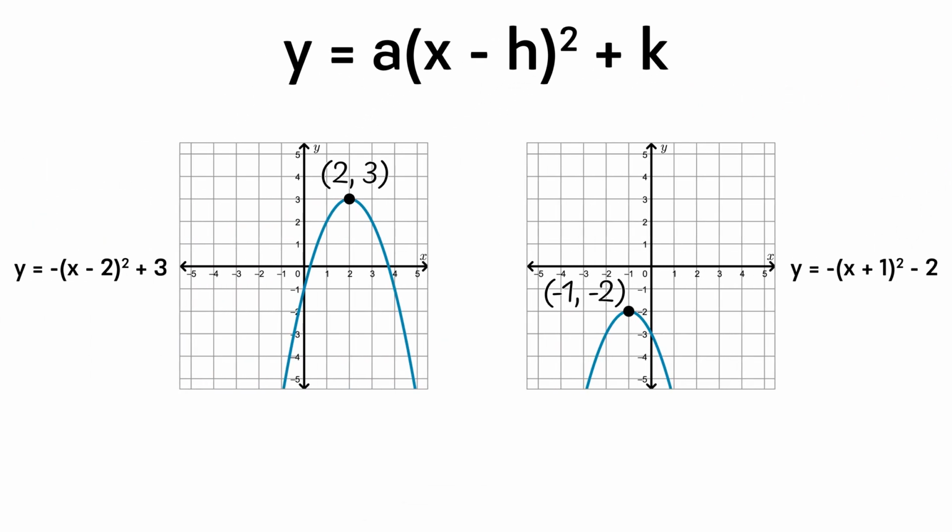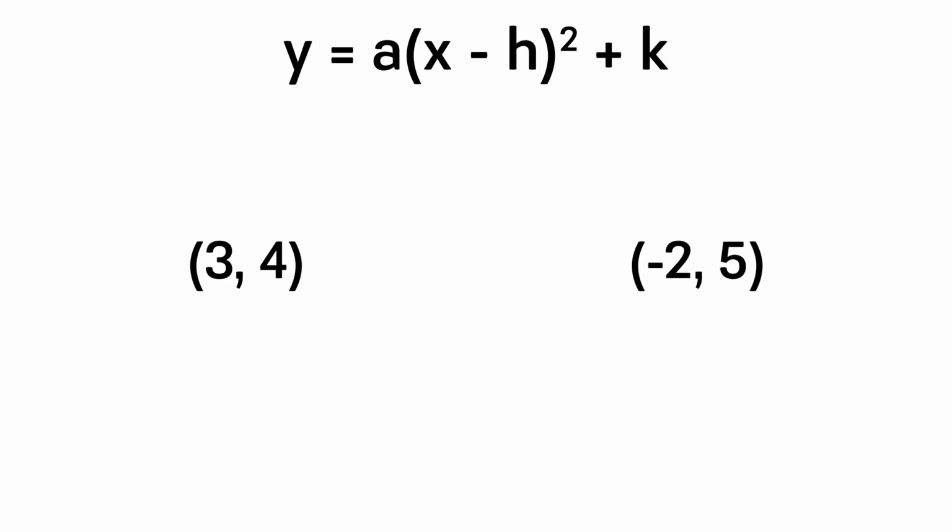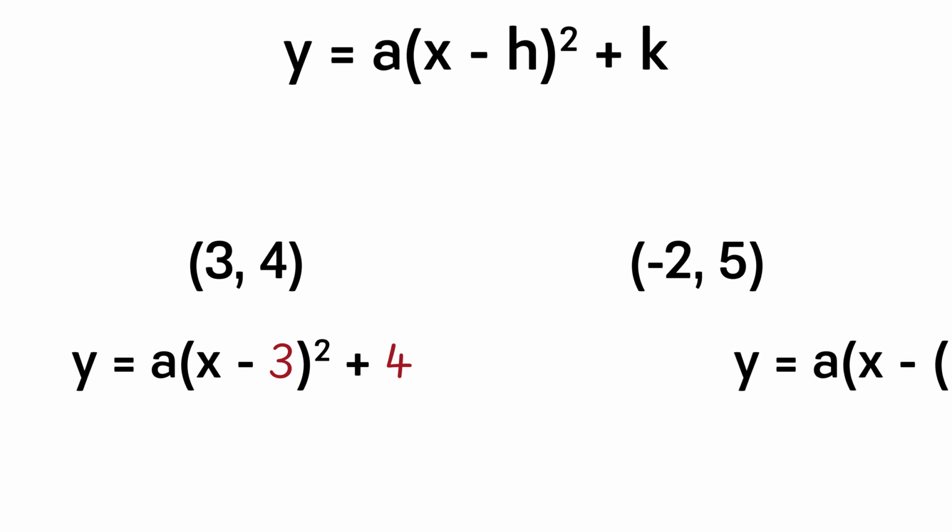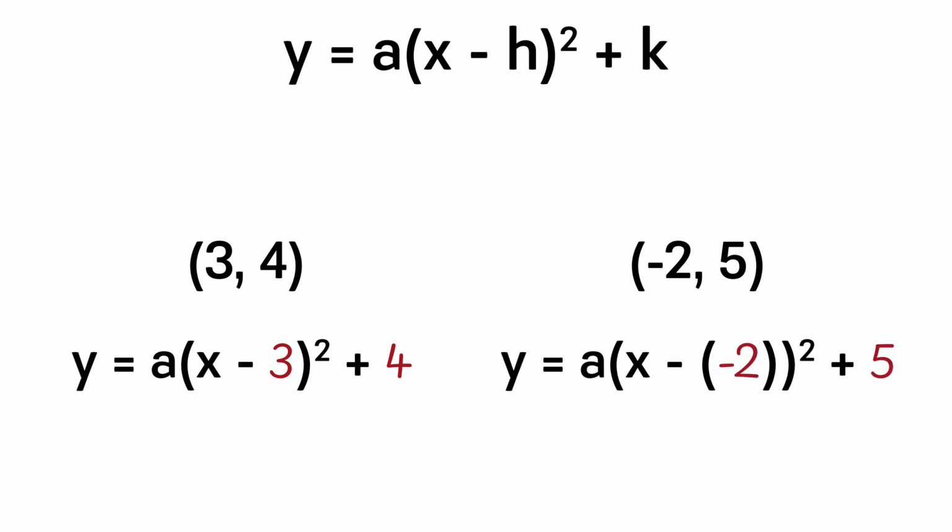Now, a little more about the weird part where the number inside the parentheses is kind of opposite of what the actual vertex x-coordinate is. To explain, here are two examples of plugging the vertex coordinates into the formula. We have two graphs, and their vertexes are 3, 4, and negative 2, 5. Starting on the left, we can plug in 3 for h and 4 for k. Then, on the right, we can plug in negative 2 for h and 5 for k. This is where we need to change something. Notice how the formula on the right now says y equals x minus negative 2 squared plus 5.